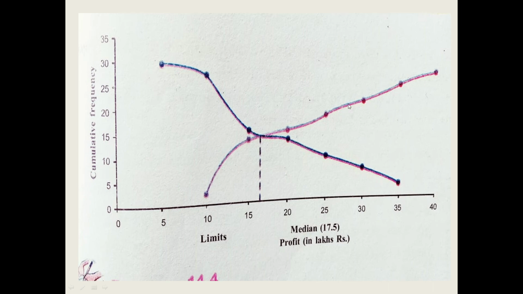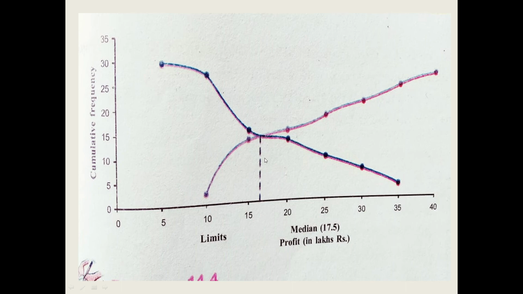And then according to the given coordinates, the first one is the less than cumulative frequency curve, that is from bottom to top, like this. It is in increasing order. Then this one is in decreasing order. See, this one is decreasing order, big to small; small to big.